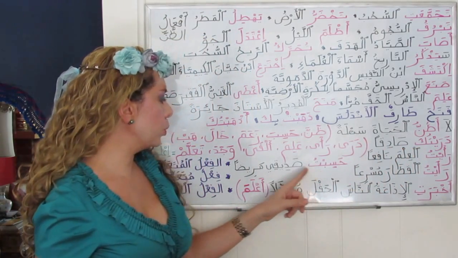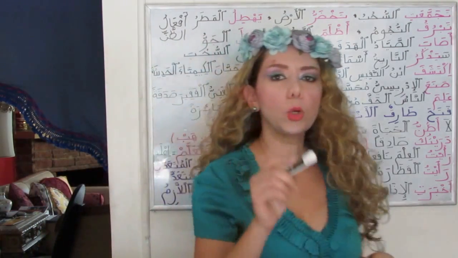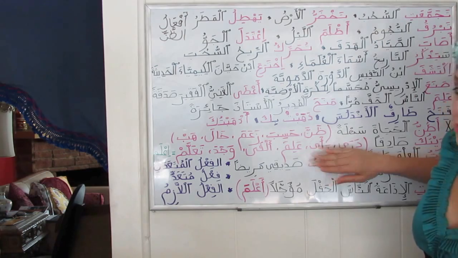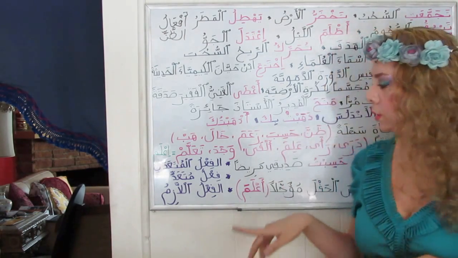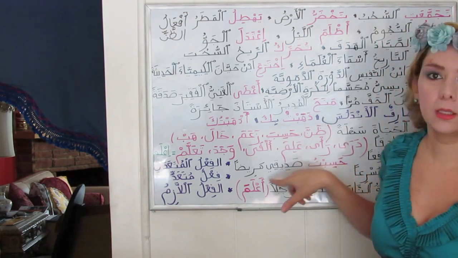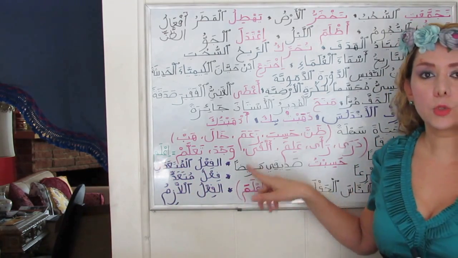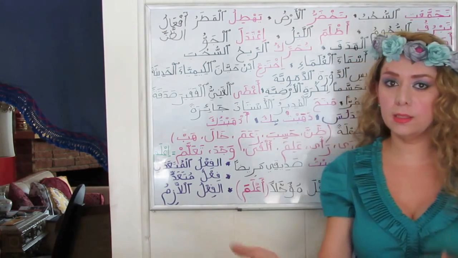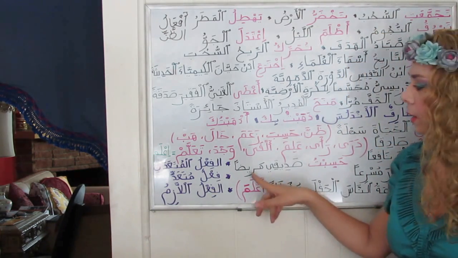Alright. حسبت صديقي مريضا. I thought that my friend was sick. So, if you delete حسبت, I would have صديقي مريض, the subject and its predicate. But when you introduce the verb حسب to these two words that were once upon a time subject and predicate of a nominal sentence, now they are object number one and object number two. So we change the role of the subject and predicate to object number one and object number two, with the introduction of the verbs of assumption. Okay?